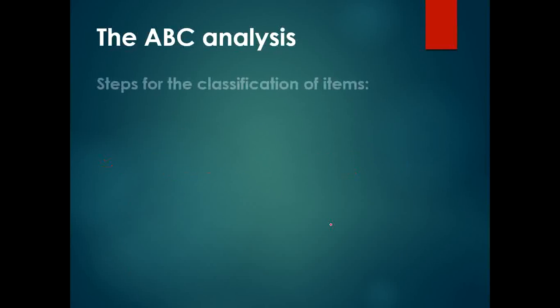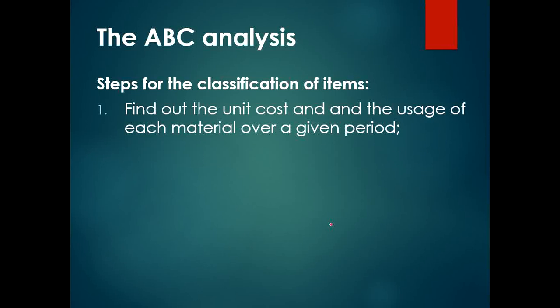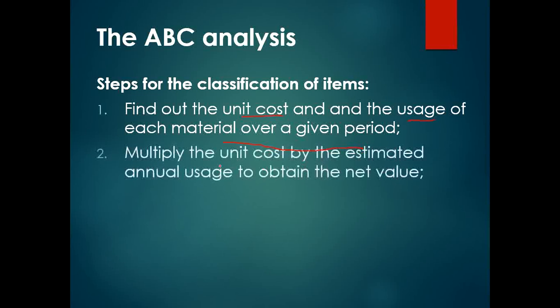So in this way, what are the steps involved in ABC analysis for classification of items? First and foremost step is to find out the unit cost of any product and usage of each material over a given period of time. Okay, usage of each material over a given period of time. Then the second step is to multiply the unit cost by estimated annual usage to obtain the net value.